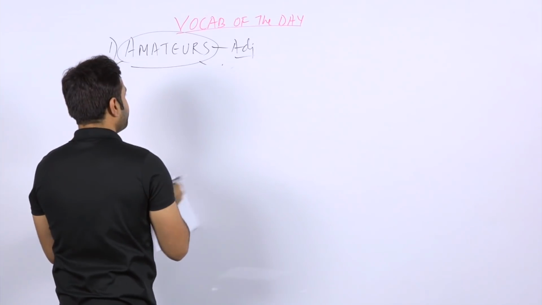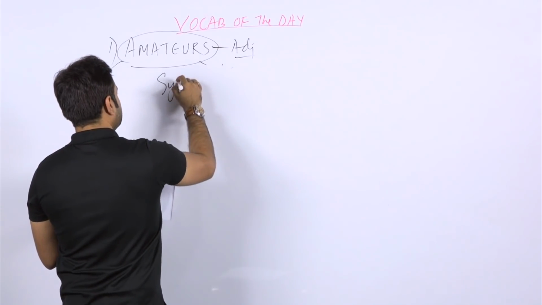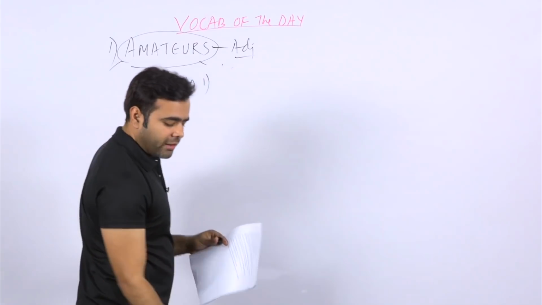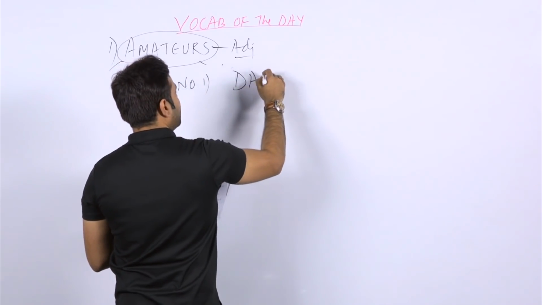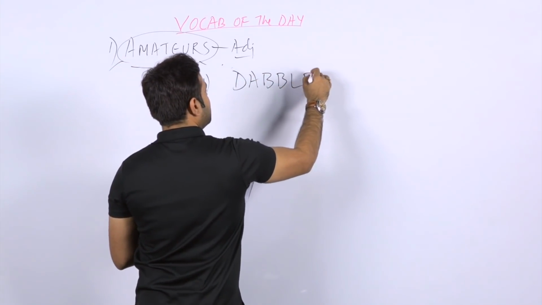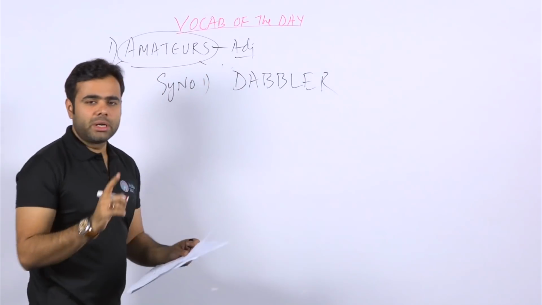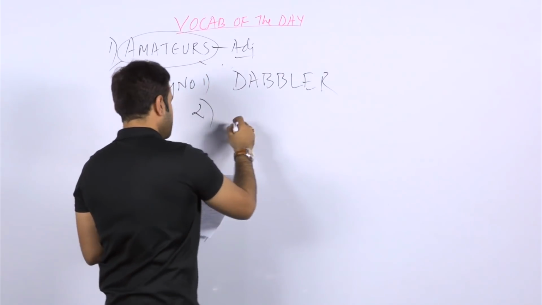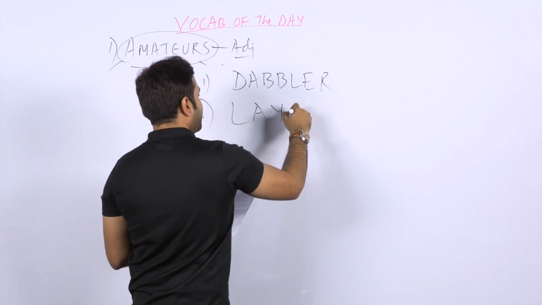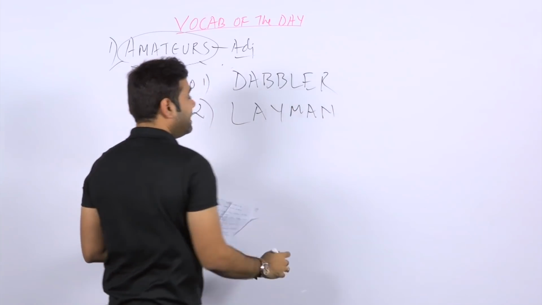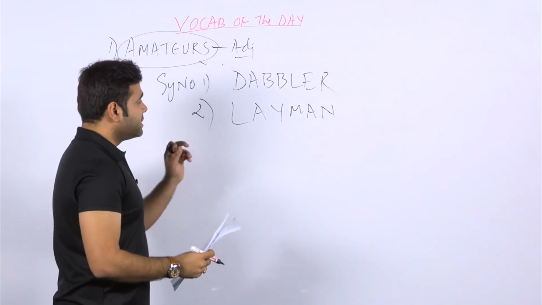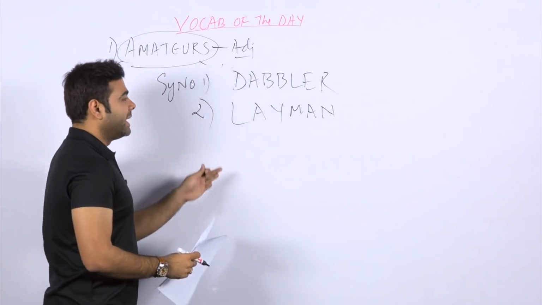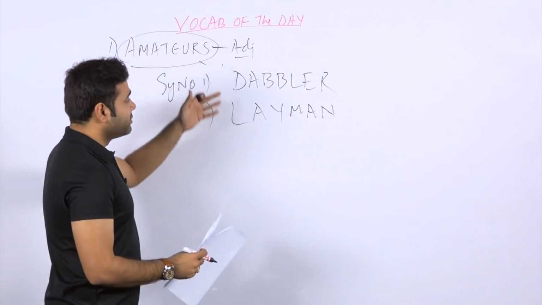So first of all, the first synonym I have taken is dabbler. Just take it down. It's a nice word. Dabbler. Are you getting it? Dabbler is the first word. The second word is layman. Layman. Now, students, I expect you to form sentences from these words so that you can make these words a part of your vocabulary.